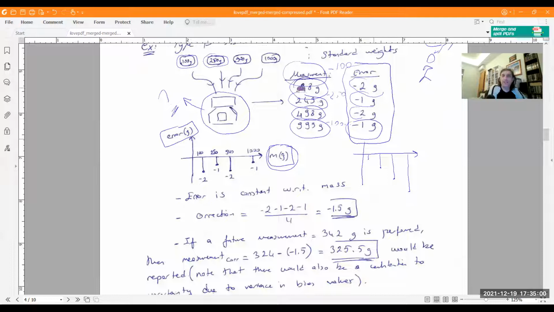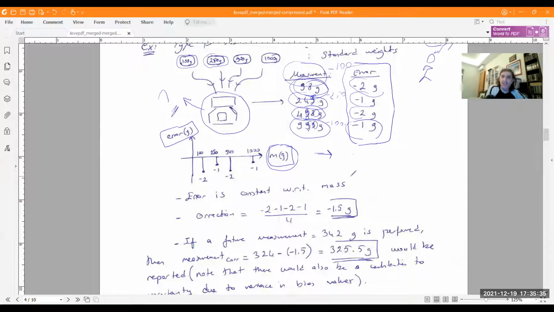Which would correspond to, let's say this is 98, this is 445, this is 480, and this is 950. As more mass is put on the balance, the error would have become larger. That could have been the case. In this case, I would not be able to use this method here. That's a little bit more difficult. You would use linear regression, but we are not going to be dealing with this case. Anyway, error is constant with respect to mass.